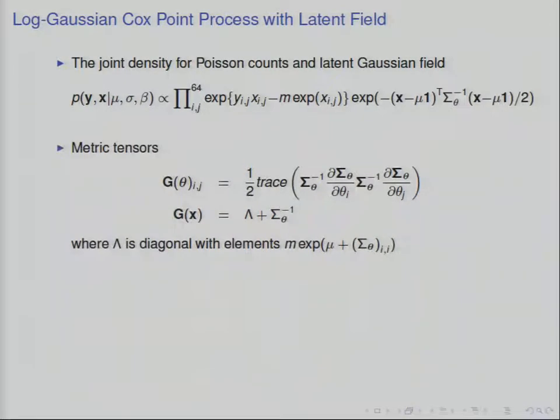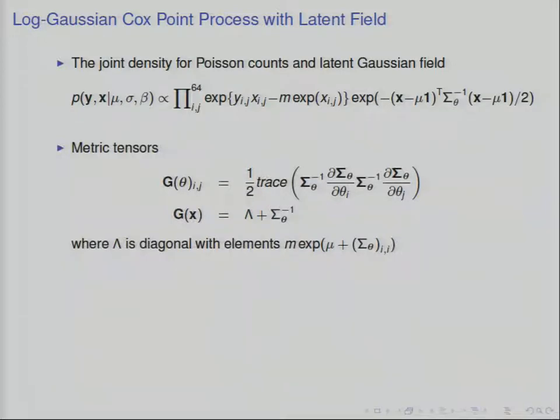Cutting a long story short, and you can read the technical details in the paper, if I define the metric tensors for the latent field, it turns out that for a Gaussian process, the metric tensor for the latent functions happens to be constant. So the manifold has constant curvature, it's flat. And the metric tensor for the parameters of the Gaussian process takes on this analytic form here, which looks pretty horrendous because you've got these inverses and these derivatives of the covariance function and so forth.